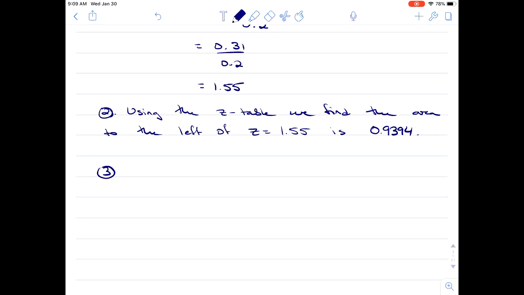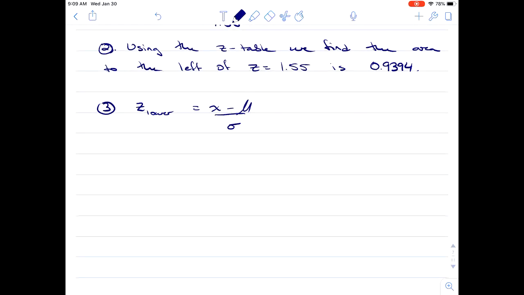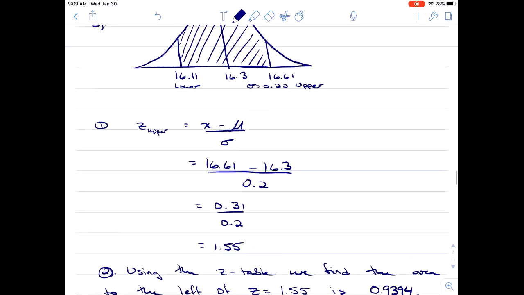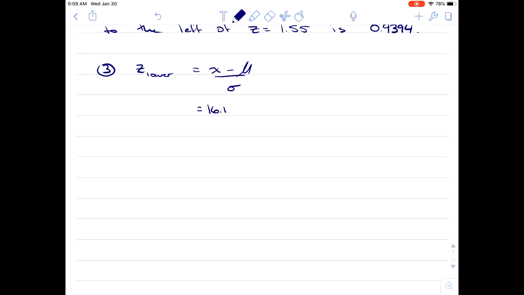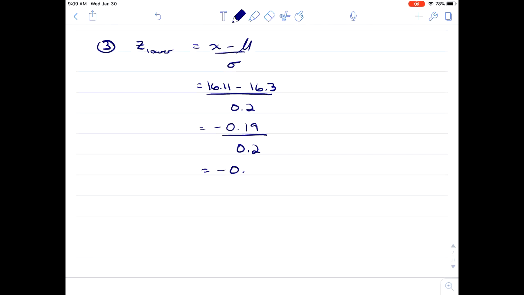So now we're going to do the same thing, find Z lower, which is X minus mu over sigma. Which was 16.11 minus 16.3 over 0.2. Negative 0.19 over 0.2 is negative 0.95. Also, nicely, just 2 decimal places. Otherwise, we'd have to round it.